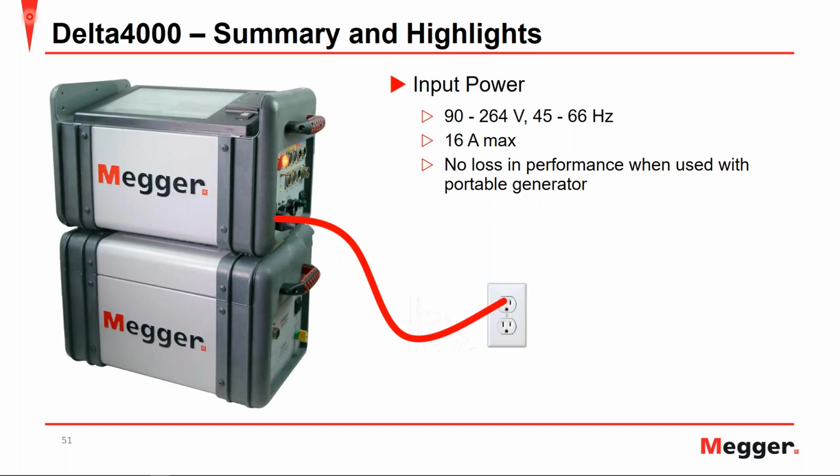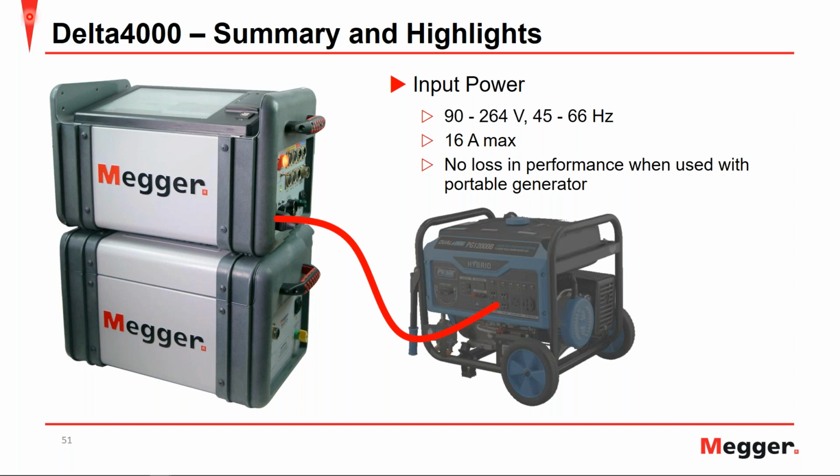Next, we have the input power of the Delta, which ranges from 90 to 264 volts, from 45 to 66 Hertz, and no more than 16 amps. It is important to note that there is no loss in performance when the Delta 4000 is utilized with a portable generator, because the Delta 4000 takes the AC signal, rectifies it to a DC signal, and inverts it back to its own clean AC signal to be utilized and run off of.